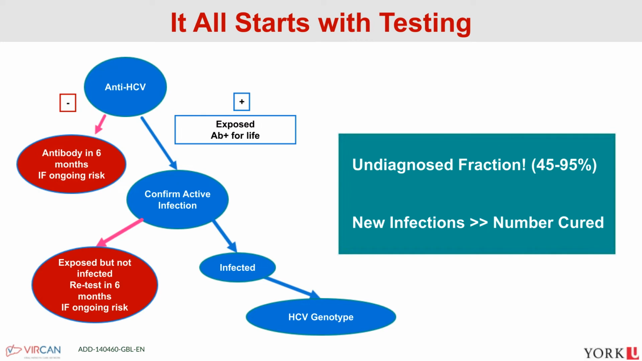But this whole pathway starts with a testing algorithm. Just as a reminder, our first test, our screening test for hepatitis C, is an antibody test, so anti-HCV. If individuals are positive, of course, that means they've been exposed, and they're going to be antibody positive for life. If they are negative, we usually recommend screening every 6 months if they have ongoing risk factors.